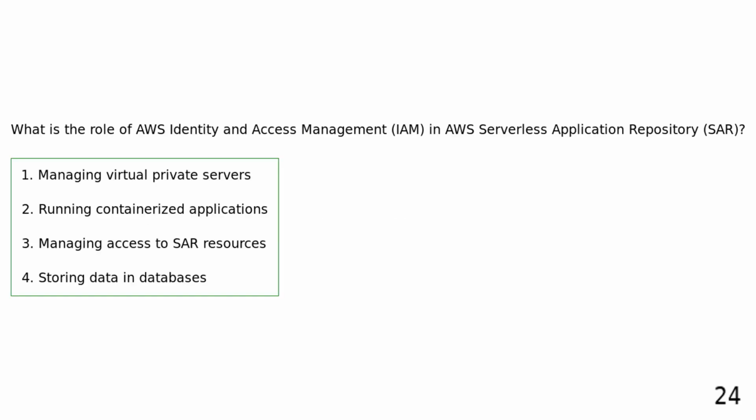What is the role of AWS Identity and Access Management in AWS Serverless Application Repository? Managing virtual private servers. Running containerized applications. Managing access to SAR resources. Storing data in databases. AWS Identity and Access Management in AWS Serverless Application Repository is responsible for managing access to SAR resources.